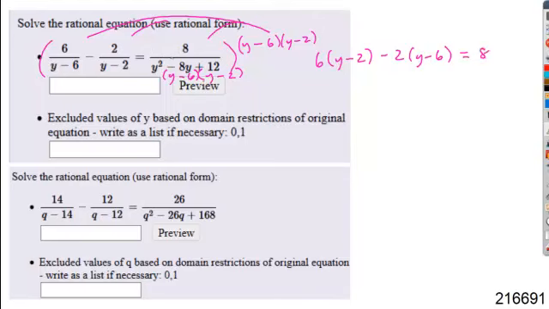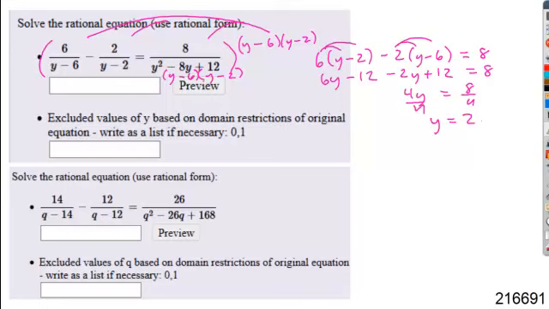So we've converted this from a rational form into a linear equation, which we can now solve. Distribute your 6 through, distribute your negative 2 through. And when you solve for this, you get 4y, the 12's cancel, is equal to 8. Divide by 4, you get y is equal to 2.